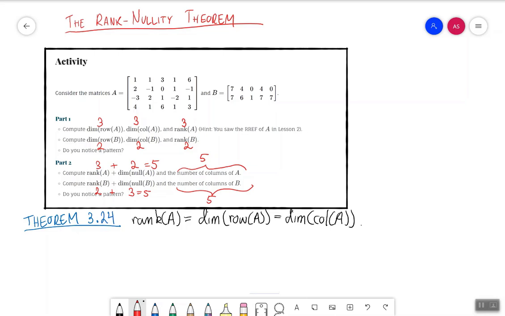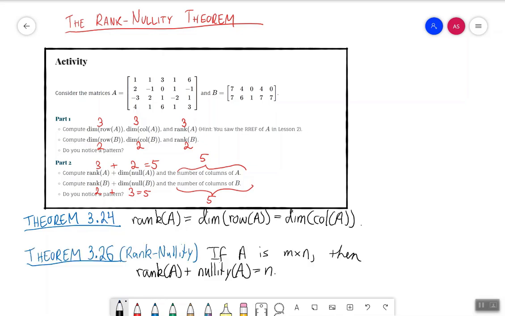This brings us to probably one of the two most important theorems in all of linear algebra, and that is the Rank-Nullity Theorem. The Rank-Nullity Theorem says that if A is n by n, then the rank of A plus the nullity of A, which I'll define in a moment, is n. Now the nullity of A is just another name for the dimension of the null space of A.